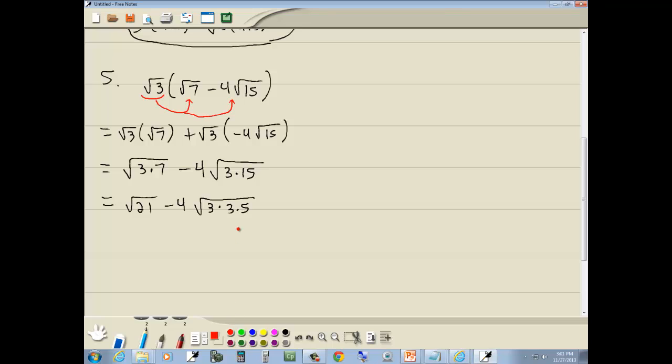And we always try to simplify our radical. We don't actually go through and multiply it directly unless we know it's not going to simplify, like 3 times 7. We're looking for a pair of somethings. Here's a pair of 3s. A pair of 3s is going to come out front as a single 3. So we've got square root of 21 minus 4 times 3, square root of 5. Which gives us square root of 21 minus 4 times 3 is 12, square root of 5. And that's our answer.